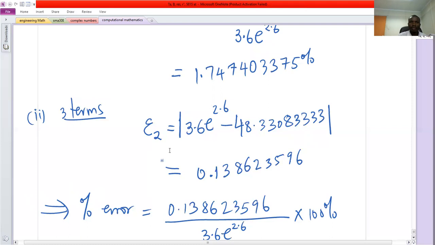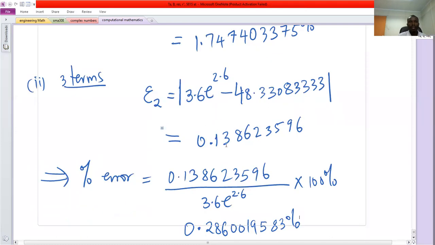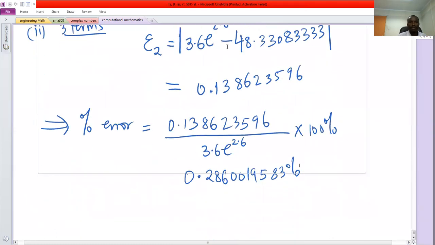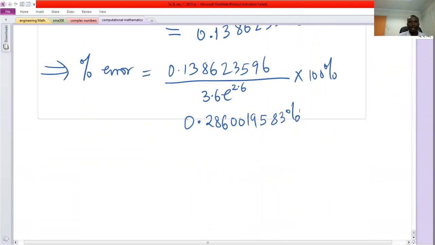Now, comparing the error in the case of 2 terms, we had 0.84. 3 terms, we are getting 0.13. So you see the error is reducing. Similarly, percentage error for 2 terms was 1.7. Here it is 0.2. So also the percentage error reduces.